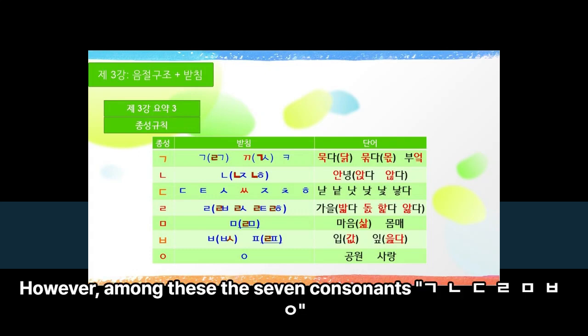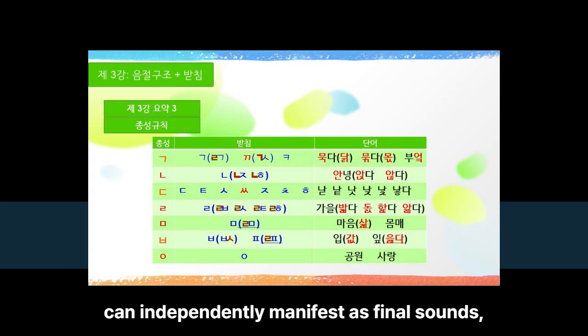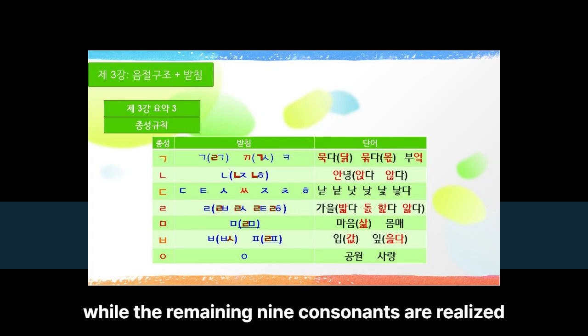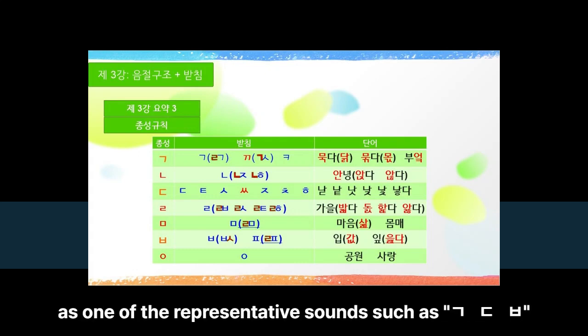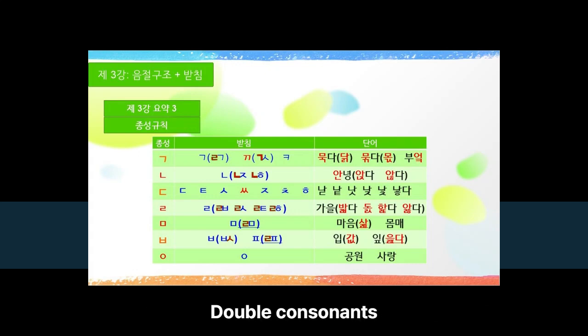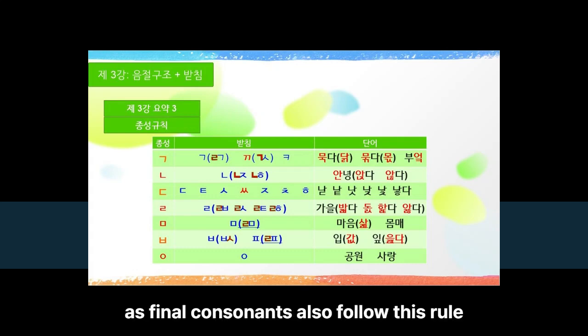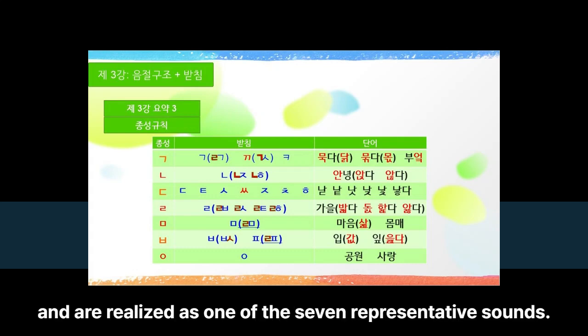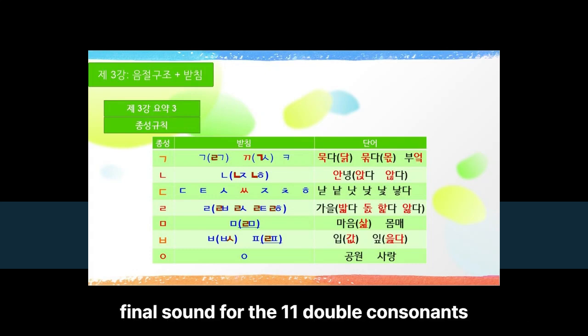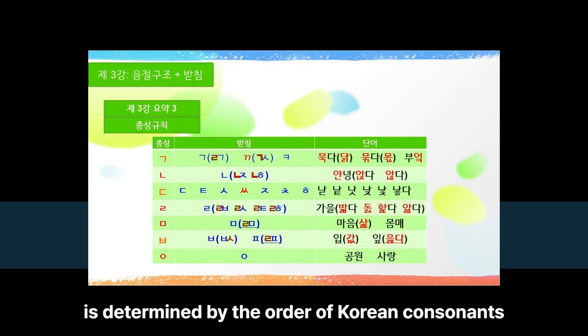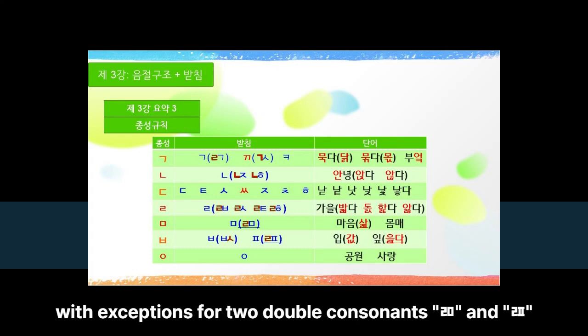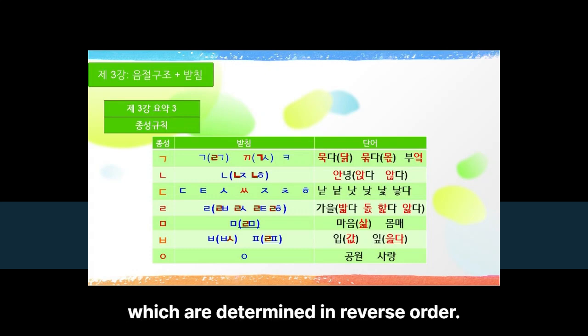However, among these, the 7 consonants, giok, neun, digut, riul, mium, biup, and iung, can independently manifest as final sounds, while the remaining 9 consonants are realized as one of the representative sounds such as giok, digut, and biup, typically as an unreleased sound. Double consonants as final consonants also follow this rule and are realized as one of the 7 representative sounds. The representative final sound for the 11 double consonants is determined by the order of Korean consonants, with exceptions for 2 double consonants, riul-mium and riul-piup, which are determined in reverse order.